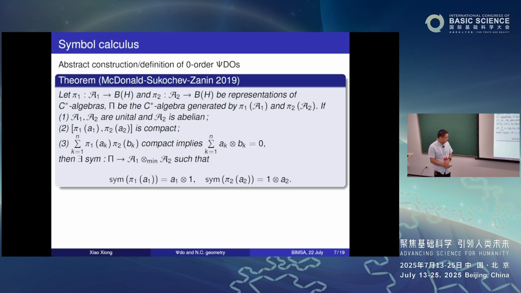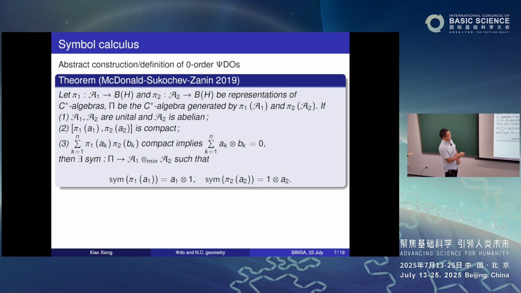Okay, on this page we talk about symbol calculus. Firstly, I would like to introduce to you a theorem about symbol calculus. But as you can see, inside this theorem there is nothing about symbol calculus, so it looks very strange. But let's first state the theorem.